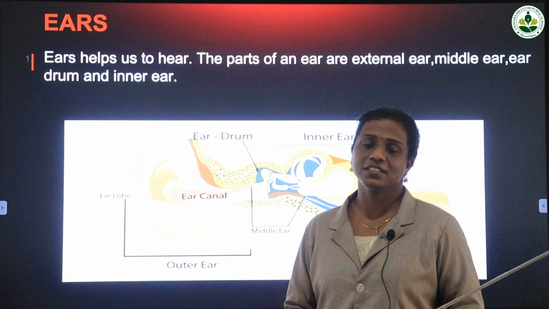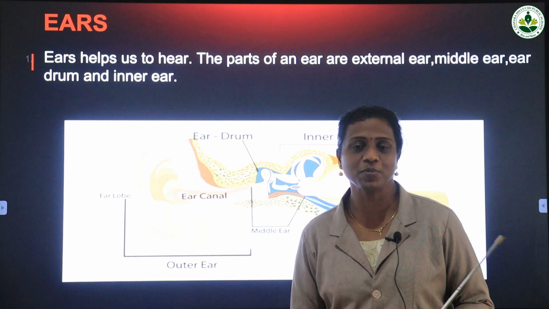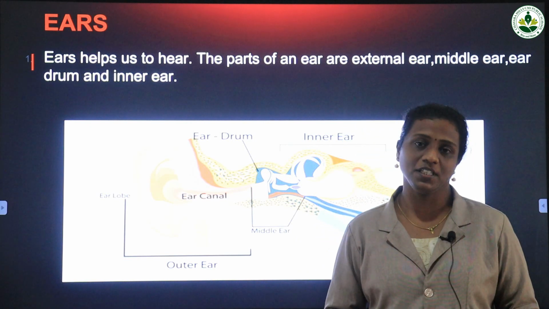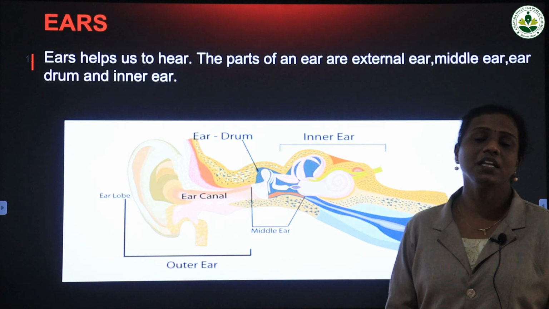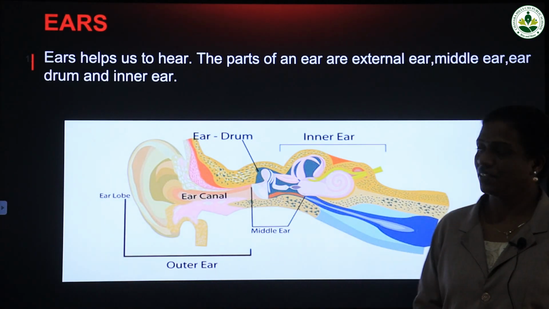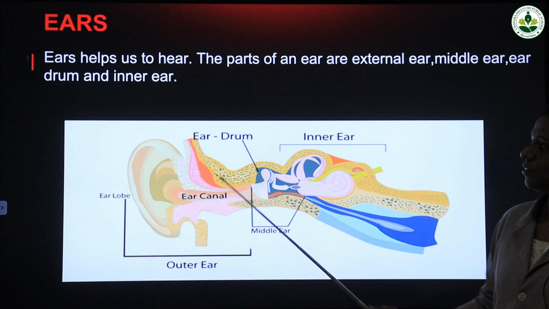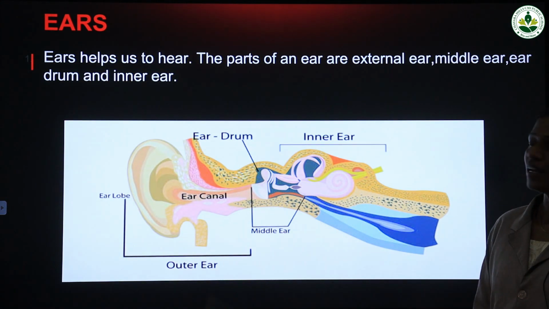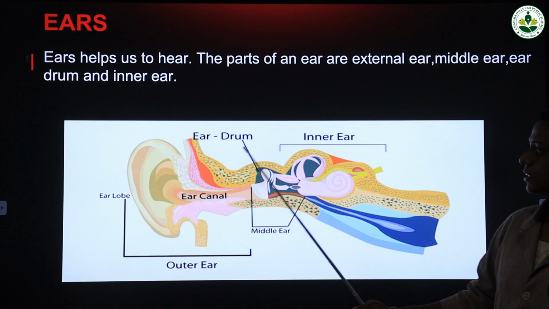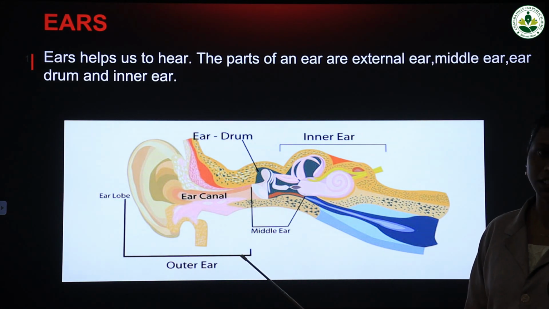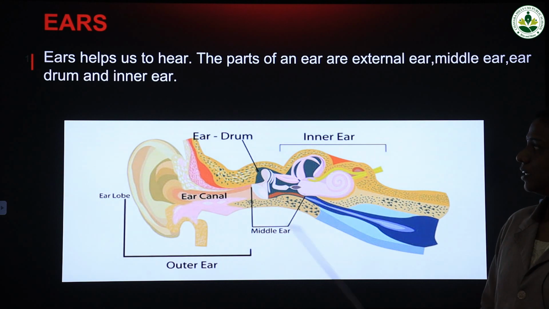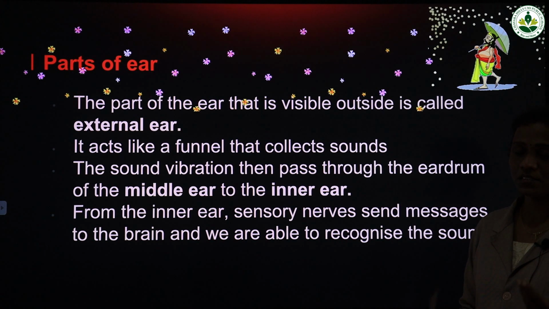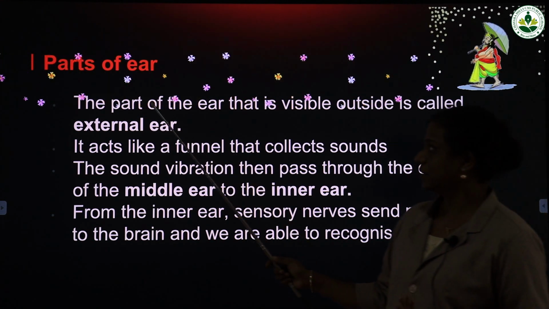The next sense organ is our ears. Ears help us to hear sound. So we can check the different parts of our ear: external ear, middle ear, eardrum and inner ear. You can see in the picture the main parts: external ear, eardrum, middle ear and inner ear. The eardrum is a portion of the middle ear. Now we can check the details of each part of the ear.